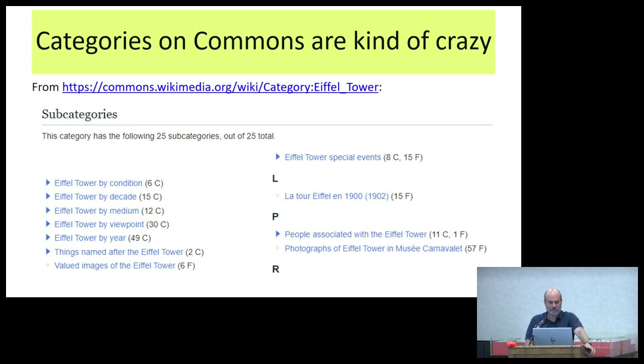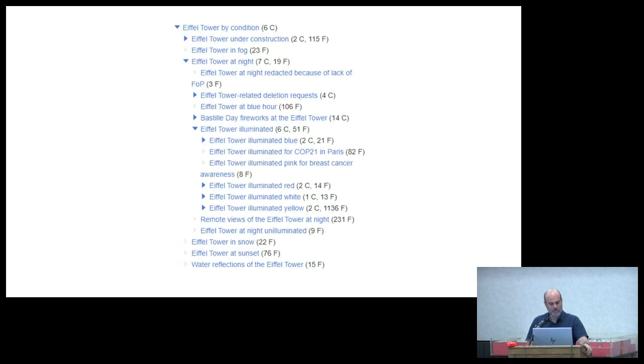Categories on Wikimedia Commons are kind of crazy. This is a small part of the display for the Eiffel Tower category. There are so many subcategories. It's really unbelievable. If you click on the first one, Eiffel Tower by condition, you can see all these different categories that people have made just for photos of this one thing, the Eiffel Tower.